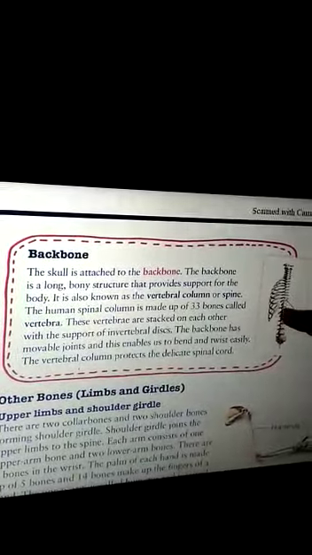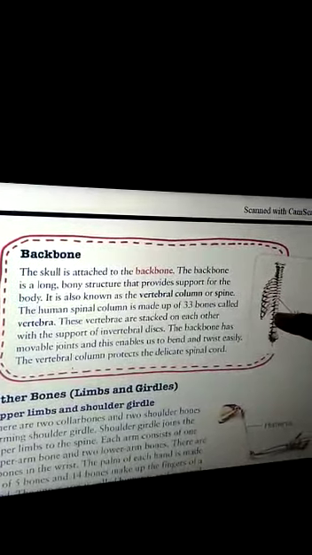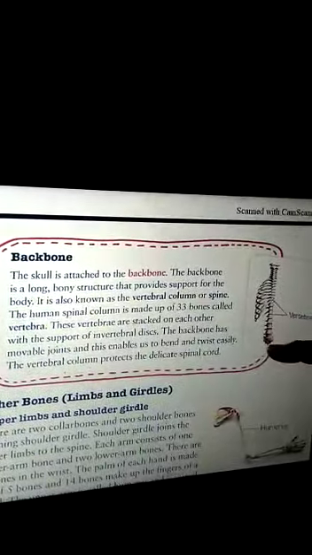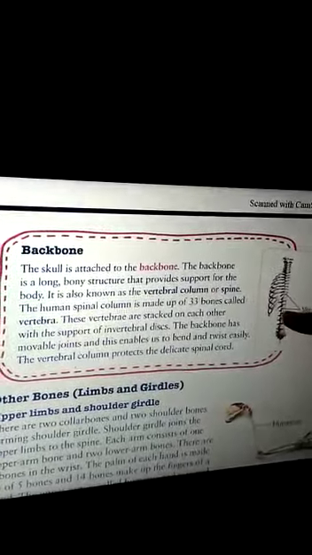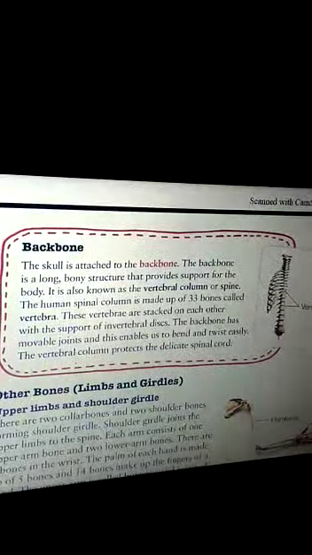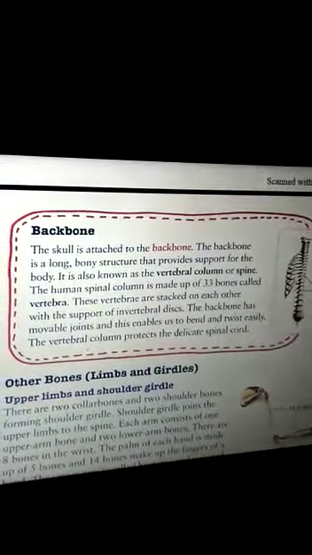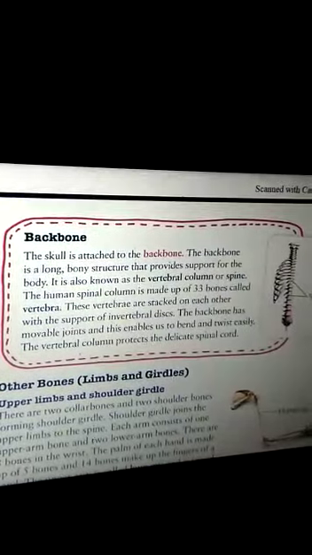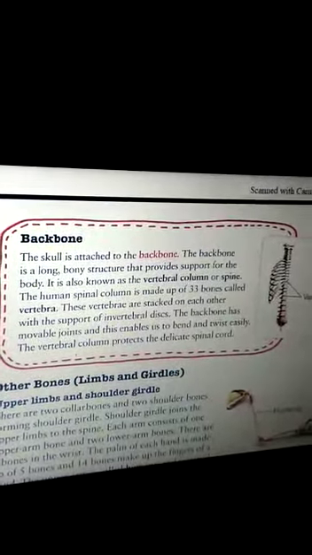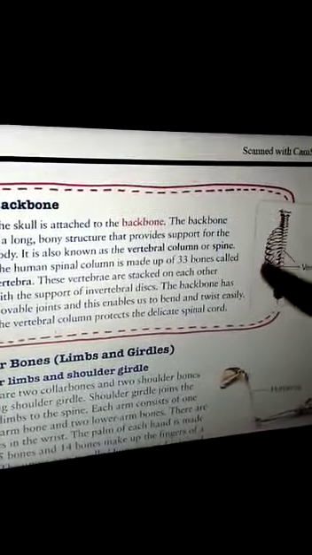These are the vertebrae, and these vertebrae are stacked on each other. They are kept on each other with the support of intervertebral discs. So there are discs between two vertebrae, and the backbone has movable joints, because of the backbone we can twist and bend easily. And the most important function is that this vertebra, this is the rib cage, children.